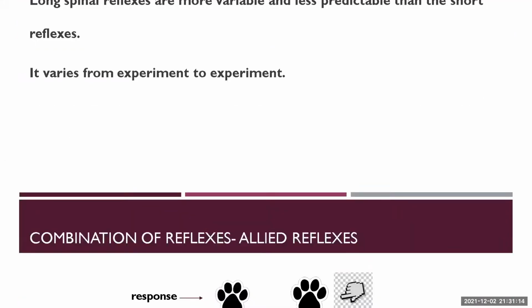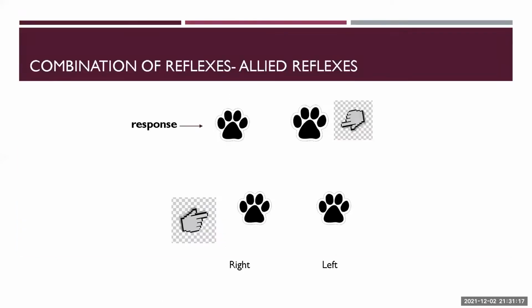Now he has talked about allied reflexes, that is, the combination of reflexes. As you can see in the figure, first he says that in order to produce an action, the stimulus is given at various parts of the body simultaneously, so that we can produce a response or an action. In the figure he gives an example: if we are giving a stimulus on the right hind limb, there will be extension of the right forelimb. And the same response can be observed if we are giving a stimulus in the left forelimb.